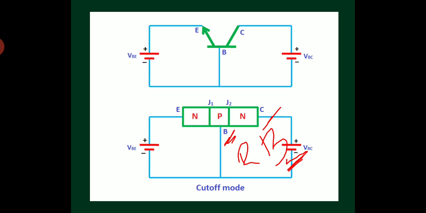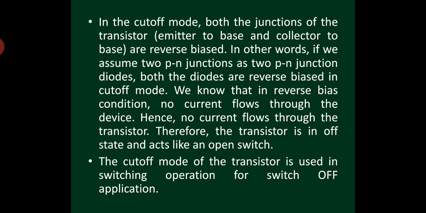The cutoff mode of operation of a transistor is used in switching operation for switch off application, not for on application, off application. So cutoff mode is equal to an open circuited switch. Okay, and now let us move on to saturation mode.